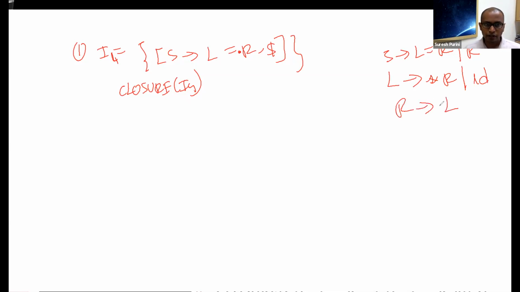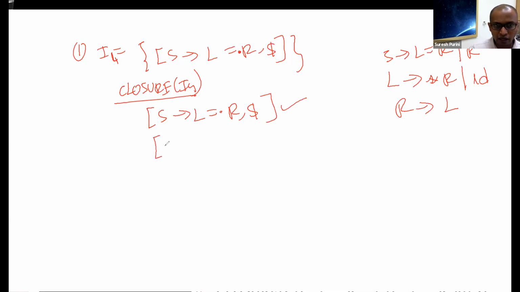Great. So if you see this closure, we start from this. And so associated with R, there is one substitution rule. So while processing this, we add R goes to dot L followed by dollar, because beta is epsilon, and whatever is there after R, you concatenate with dollar and you compute first of that, you get dollar. This is what you have.